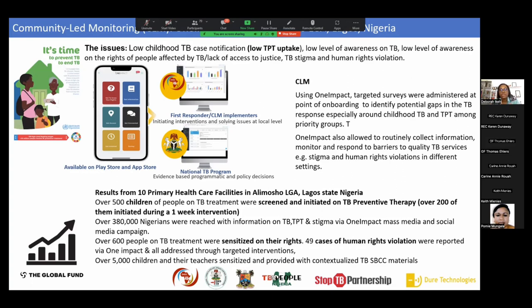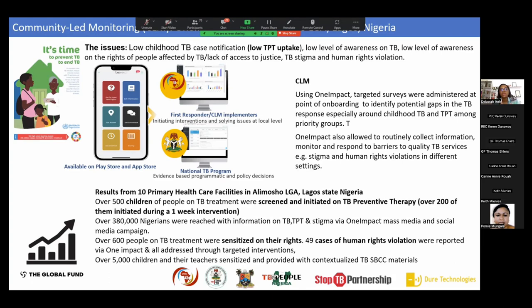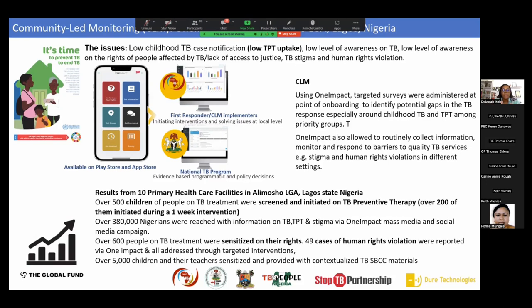The key issues that were identified that led to the integration and pilot of the One Impact in Lagos is the case of low childhood TB case notifications with specific emphasis on low TPT uptake, low level of awareness on TB, low level of awareness on the rights of people affected by TB. That is also supplemented with lack of access to justice, and also TB stigma and human rights violation. And so the One Impact was introduced.